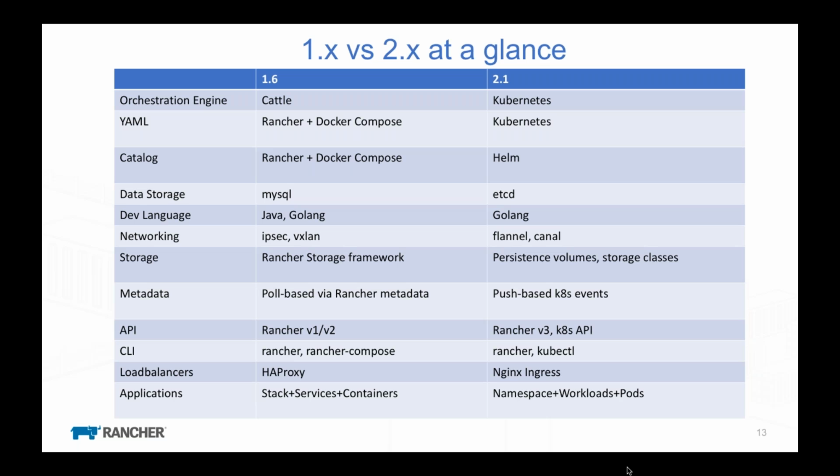Networking in 1.6, we had IPsec, we had VXLAN. We actually had some host subnet as well. But in 2.1, it's Flannel, Canal. You can also optionally use Calico and Weave, but it's not something that was uniquely developed by Rancher. Now we're actually using what's open source out there today.